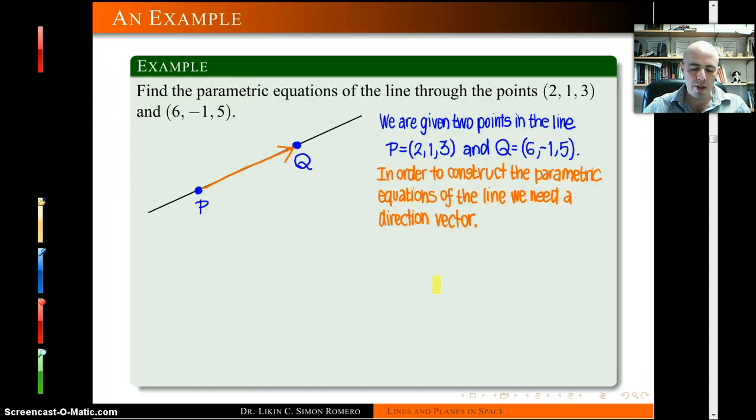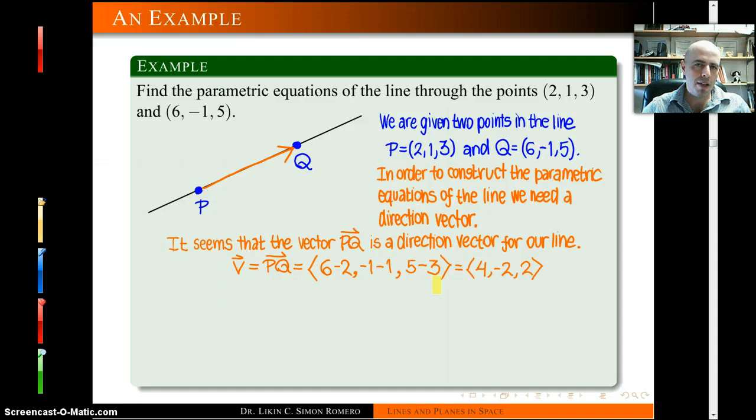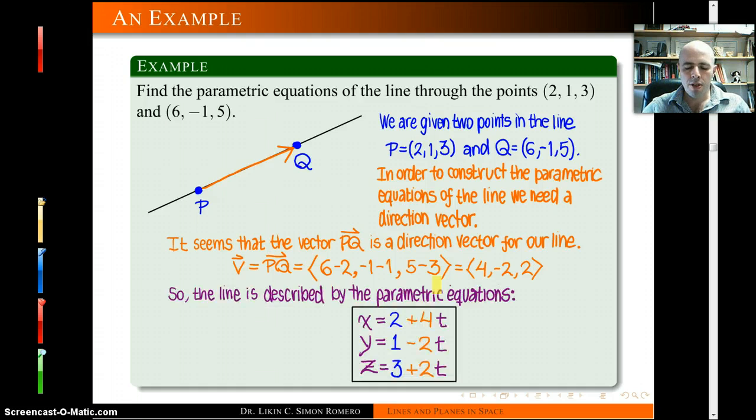Take the 2 points, and then in order to construct the parametric equations of the line, we need a direction vector. Well, it seems that the vector PQ is a direction vector of our line, so let's try to compute the vector PQ. The vector PQ is equal to 4 minus 2 and 2. So the line can be described by the parametric equations.